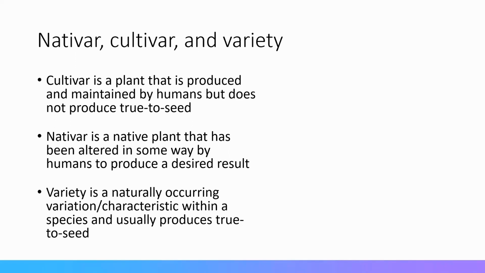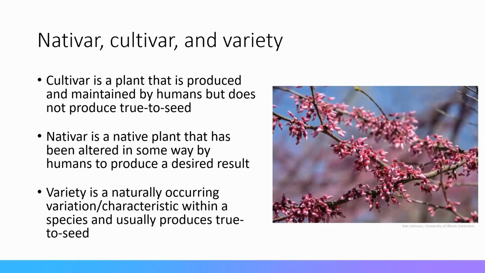And then finally, we have variety. Varieties are naturally occurring variations in characteristics within the population, and they typically are going to produce true to seed. So if you collect seeds from a plant that has a specific flower color that is not, quote unquote, normal, different than most of the species out there, you get a seed from that, it'll come back true to form, so to speak.